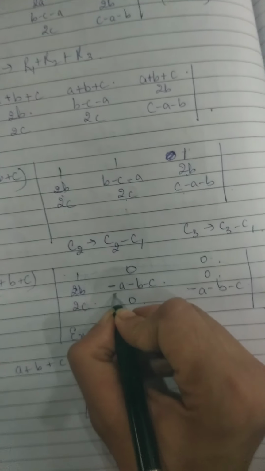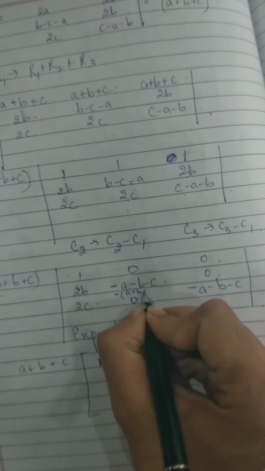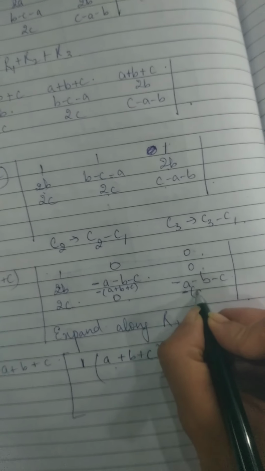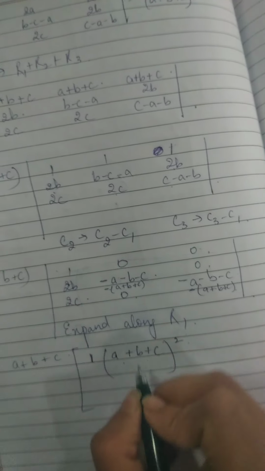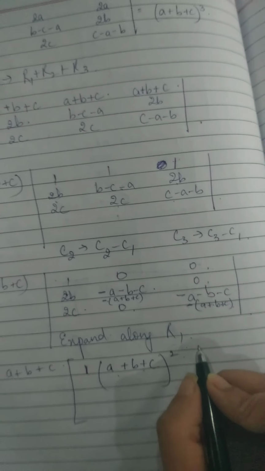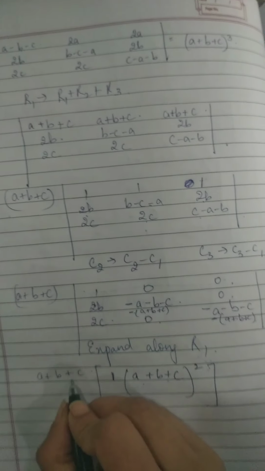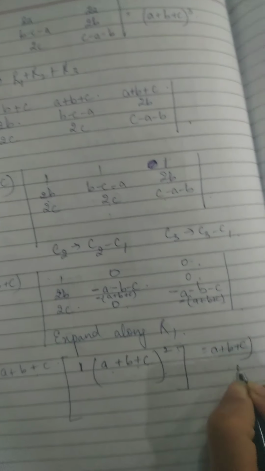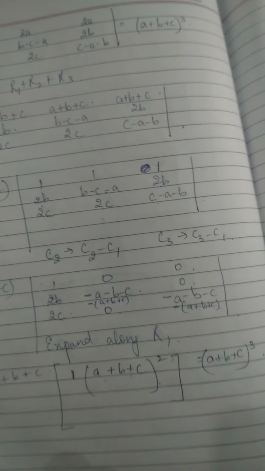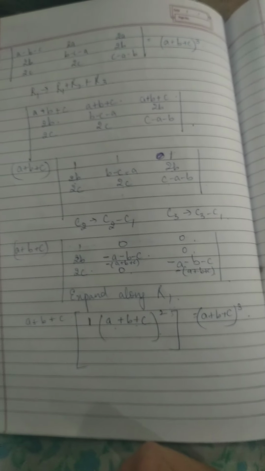Why? Because if I take minus common from here, I get a plus b plus c. Minus common from here, this also becomes a plus b plus c. Once I multiply the two, negative negative becomes positive, and that too square. So a plus b plus c into this square is equal to a plus b plus c whole cube. Right? I hope this is clear to you students.